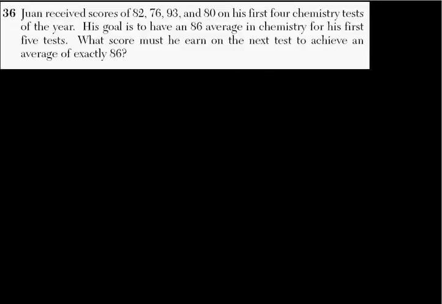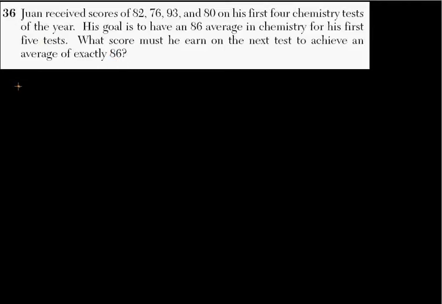Okay, problem number 36. It says, Juan receives scores of 82, 76, 93, and 80 on his first 4 chemistry tests of the year. His goal is to have an 86% average in chemistry for his first 5 tests. What score must he earn on the next test to achieve an average of exactly 86?